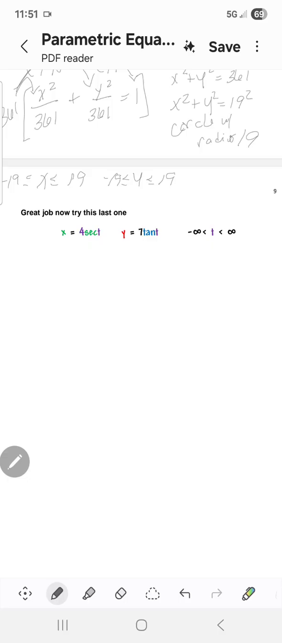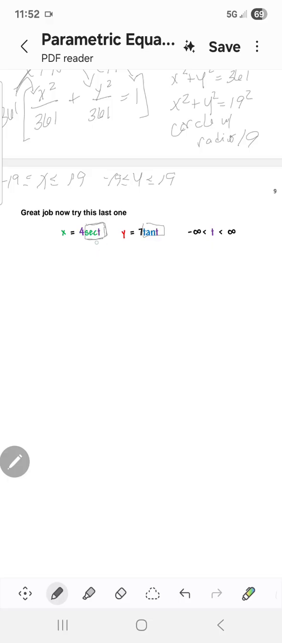Let's take a look at this one. We're going to have to use the same kind of thing. Remember, x equals 4 secant t. I can't get t by itself. It is a trig function, so I have to isolate the trig function. Same thing here: y is 7 tangent t. I can't get t by itself. I have to get the trig function.